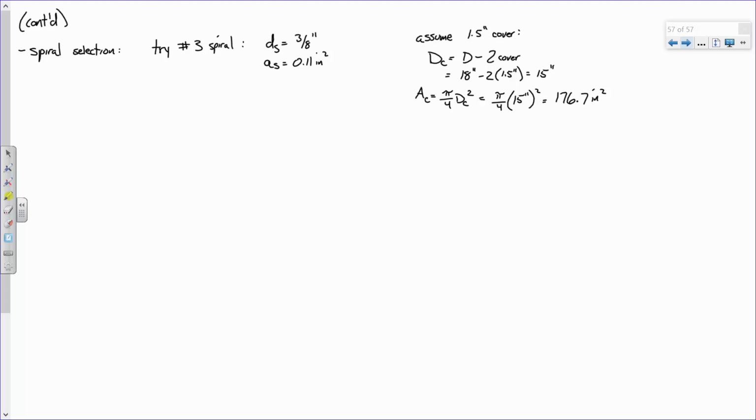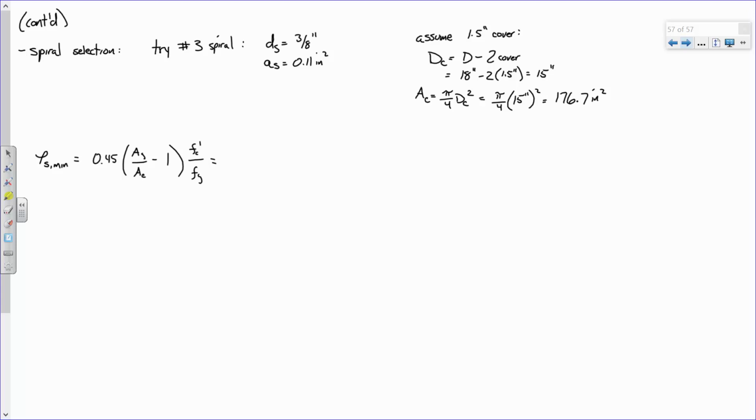So the way that we're going to assess this is as follows. What we're going to determine is rho S min first. In other words, what does ACI state is the minimum amount of spiral reinforcement that we have to provide? Okay, and that is 0.45 times (A_g over A_c minus 1) times f'c over fy. Does everybody remember that? So this comes from ACI. ACI says you have to provide at least this much reinforcement.